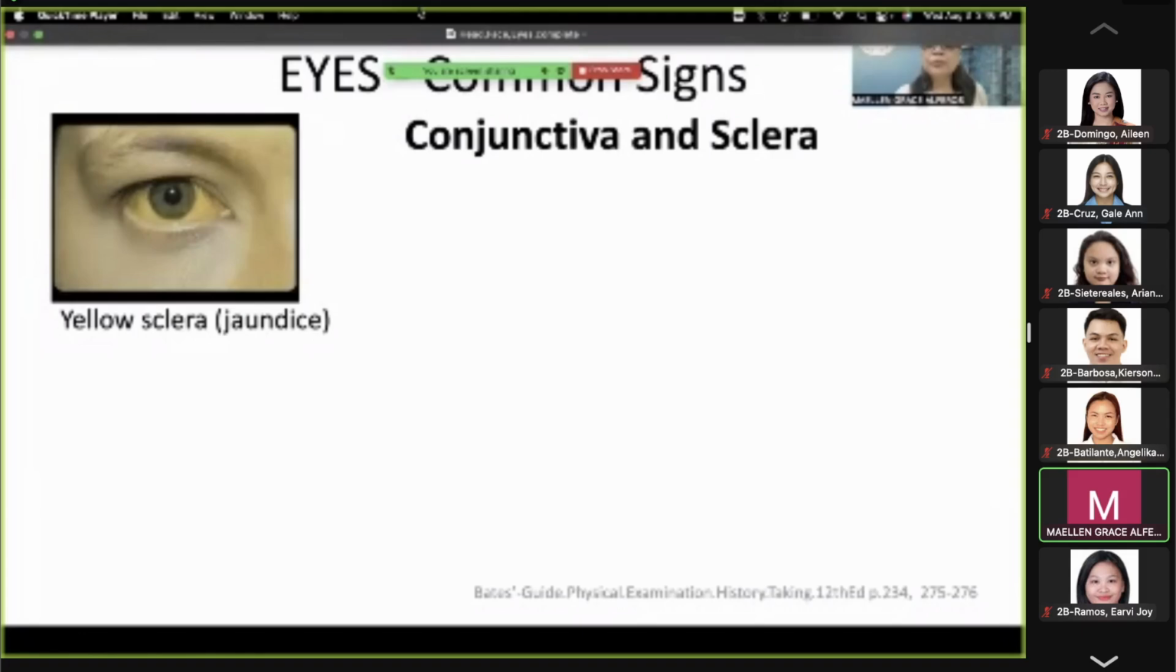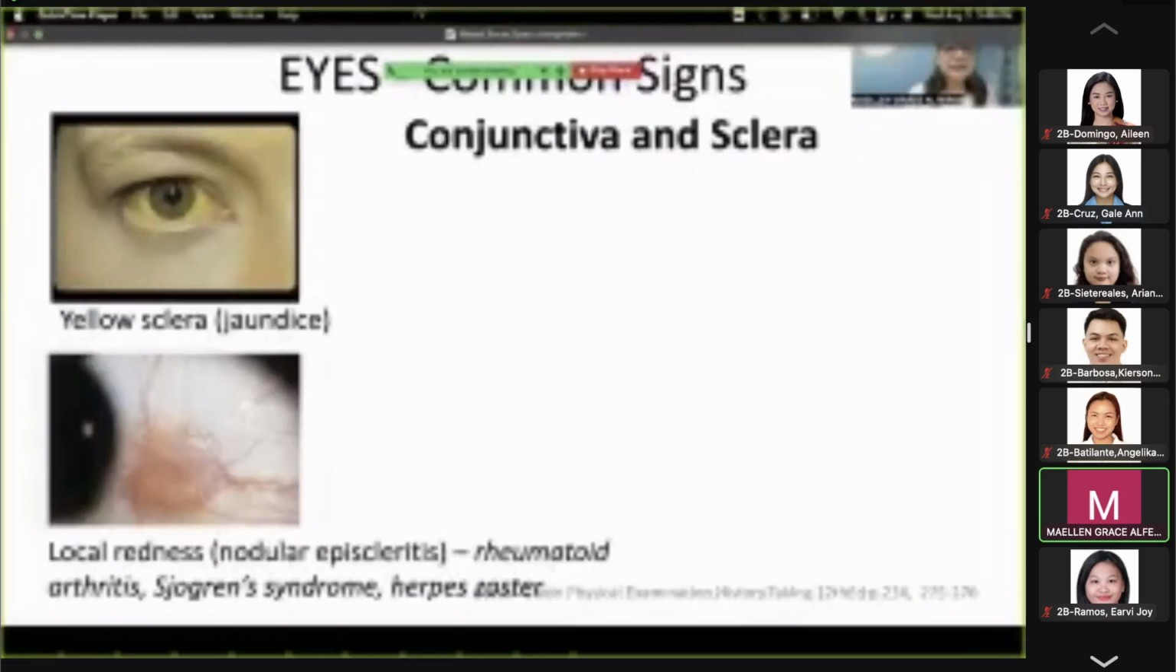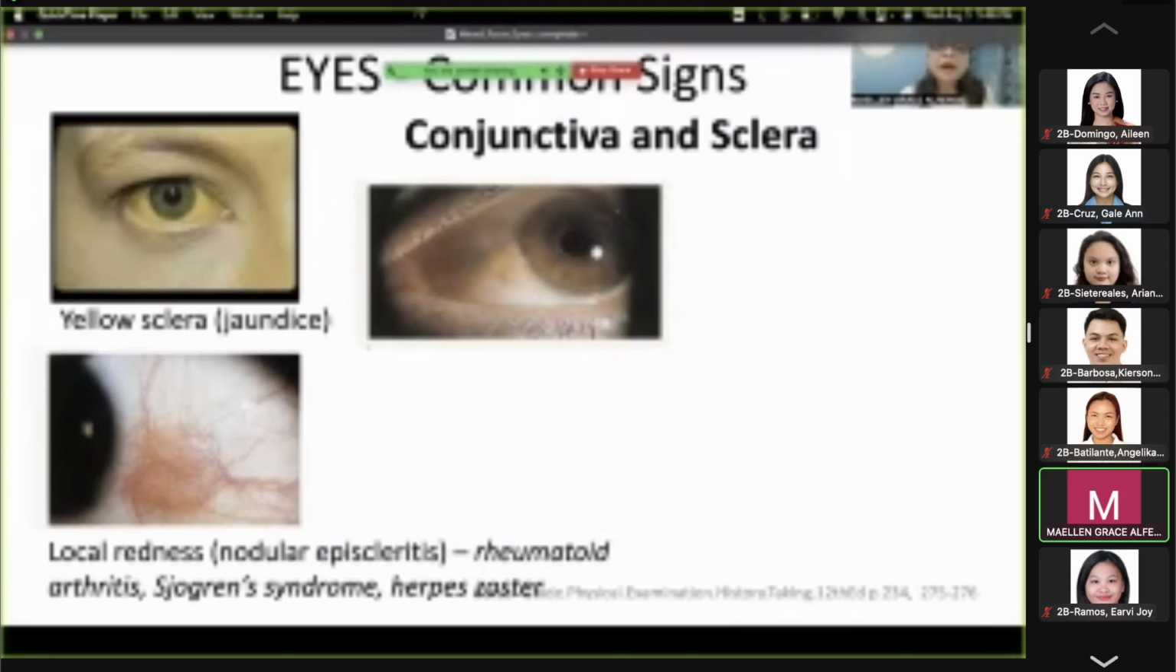Now here you will see local redness of a nodule. You call this nodular episcleritis, and this can be seen in autoimmune problems like rheumatoid arthritis and Sjogren's syndrome. However, you can see this also in herpes zoster, which is an infection.